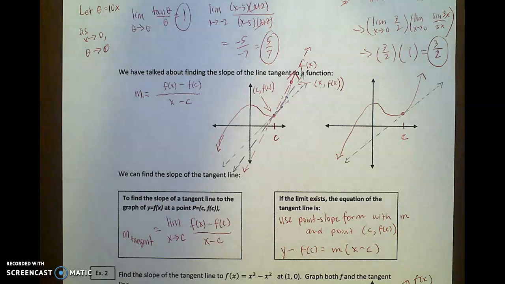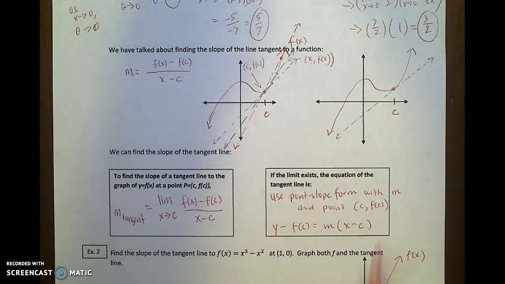If the limit exists, the equation of that tangent line is going to be written this way. We're going to use point slope form to write this equation, where m is the slope, and we're going to use the point c comma f of c. It's going to be y minus f of c equals m times x minus c.